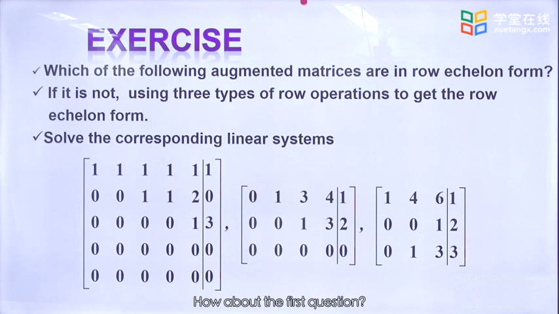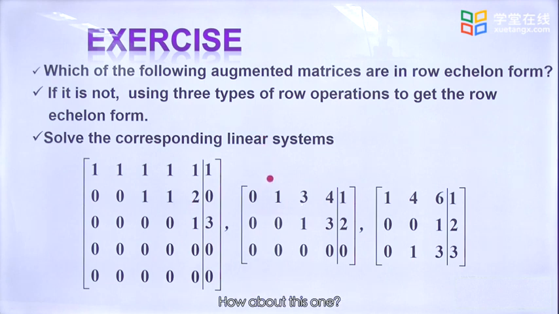How about the first question, which of the following augmented matrices are in row echelon form? Is this one in row echelon form or not? It is, right? It satisfies all the conditions. The first non-zero entry in each non-zero row is 1, and the number of leading zeros is increasing. And all the zero rows are at the bottom, right? So it is in row echelon form.